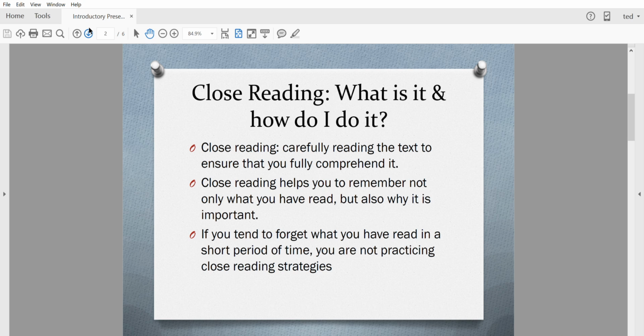So looking at things like author's name, date the text was published, title. Titles are really important. We tend to overlook them. They help us to understand what the text is about and what's going on there. The way that the text is broken down, so do we have paragraphs, do we have stanzas, do we have sections, are they numbered, are there headings, etc. These are some of the strategies that you can use to help you. So if you tend to forget what you've read in a short period of time, you're probably not practicing these strategies, and you should.